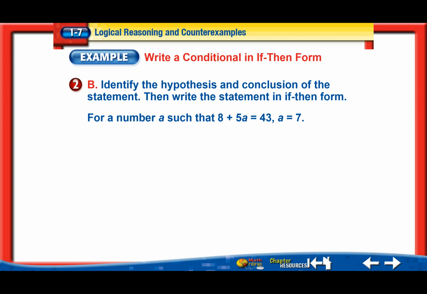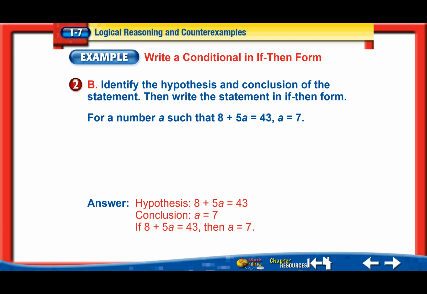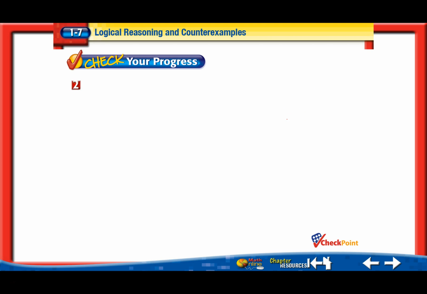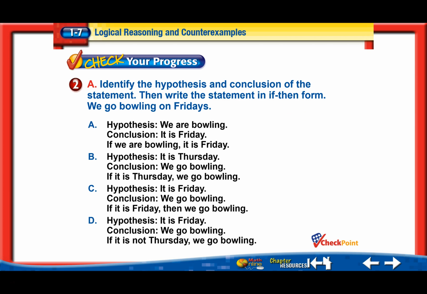For a number a such that 8 plus 5a equals 53, a equals 7. So my hypothesis is: for a number, 8 plus 5a equals 53. Conclusion: a equals 7. So if this is the number, then a equals 7. Because if you actually did all the mathematics out, subtract 8, divide by 5, it would come out to a equals 7. Pause this, give it a shot.